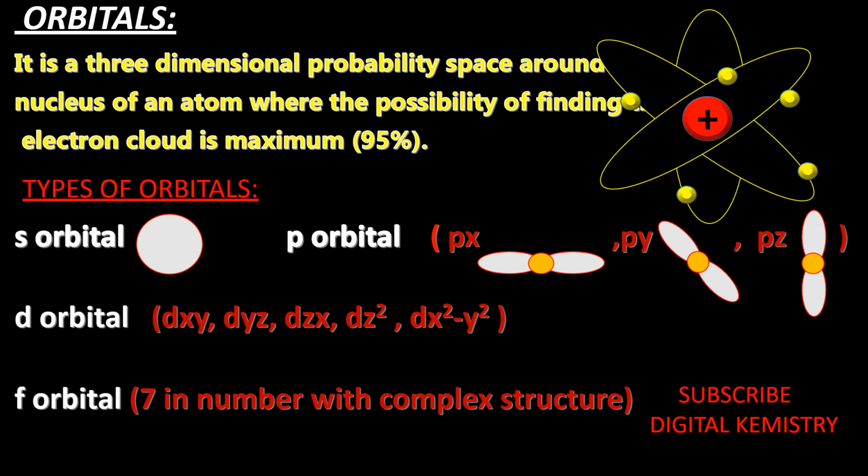P orbitals are 3 in number, that are px, py and pz. D orbitals are 5 in number, that are dxy, dyz, dxz, dz square and dx square minus y square. F orbitals are 7 in number with a complex structure.